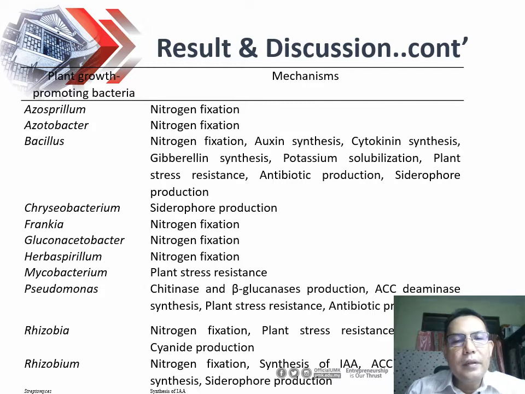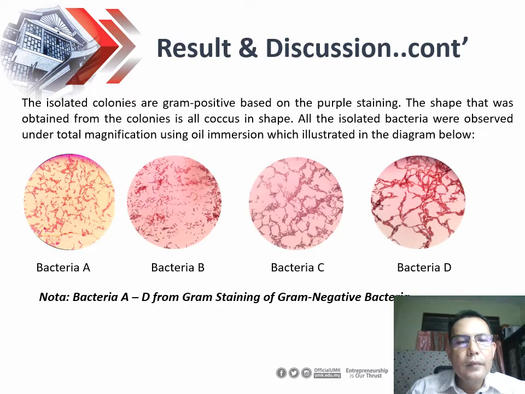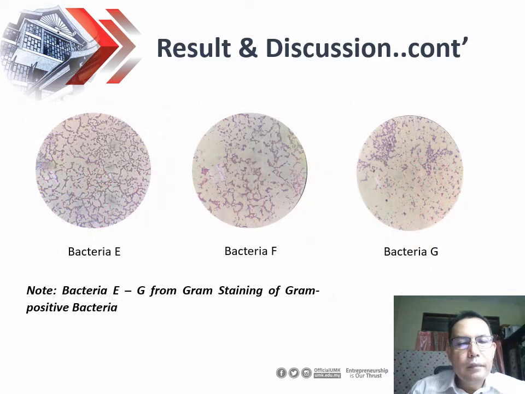Next is the result for plant growth promoting bacteria. The isolated colonies are gram-positive based on the purple staining. The shape obtained from the colonies is all cocci. All the isolated bacteria were observed under total magnification using oil immersion, as illustrated in the diagram below. Next is the result for bacteria E2G from Gram staining of gram-positive bacteria.